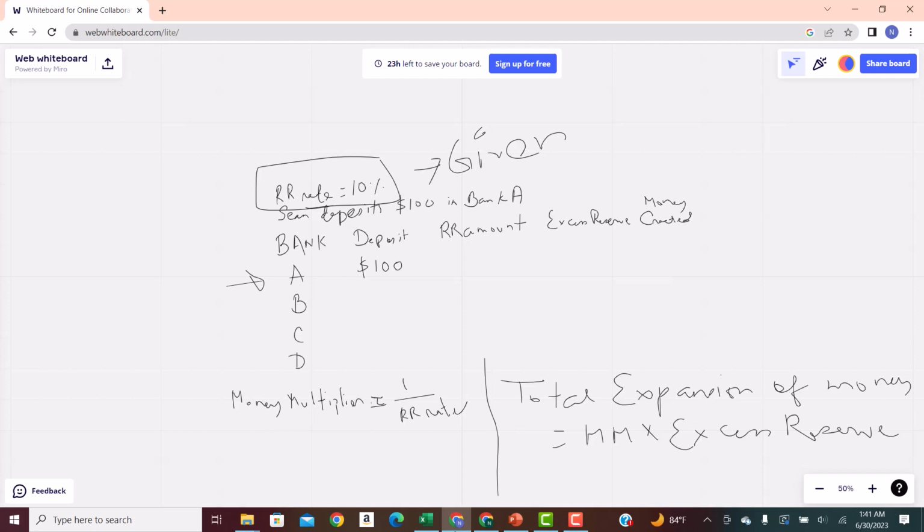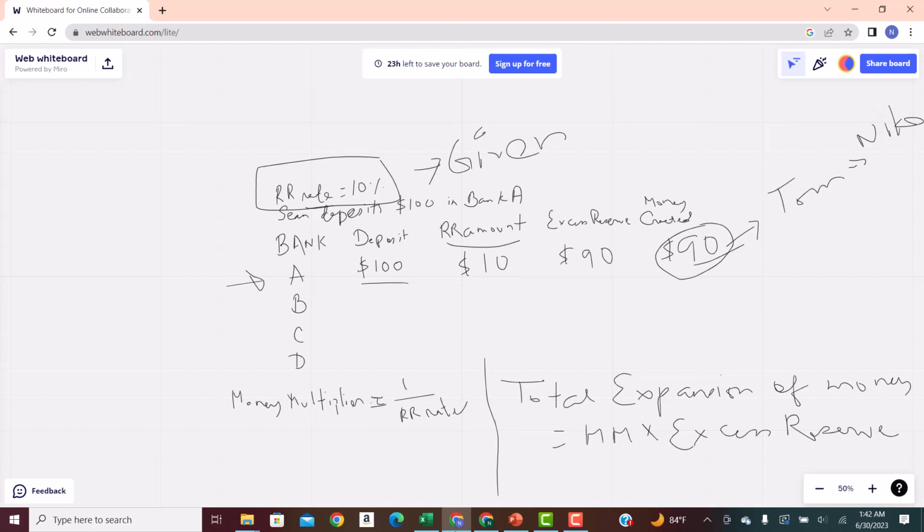So if Sean deposits $100 in Bank A, Bank A has to keep a reserve amount of 10% of 100, which is $10. So excess reserve is going to be 100 minus 10, $90. This is the money that is created, because this is what they are loaning out to someone else. Bank A will loan this $90 to, let's say, Tom. Now Tom decides he wants to buy a shoe with this loan money. So he goes to Nike, buys the shoe, and pays $90 to Nike.